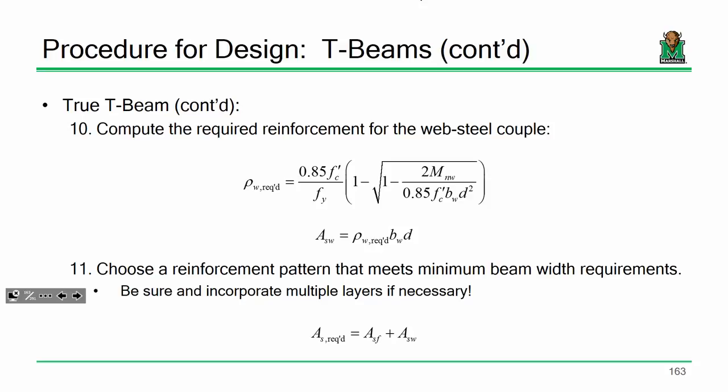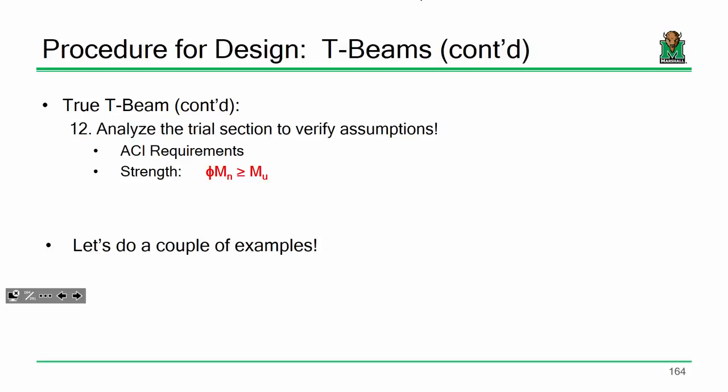Sound good? All right. So if we've got a true T-beam, deal with the flange couple first, then deal with the web couple, add up your steel, pick a pattern, and then analyze. So it looks like it's a 13-step process to design a T-beam. That's not really the case, because a lot of this you're skipping.